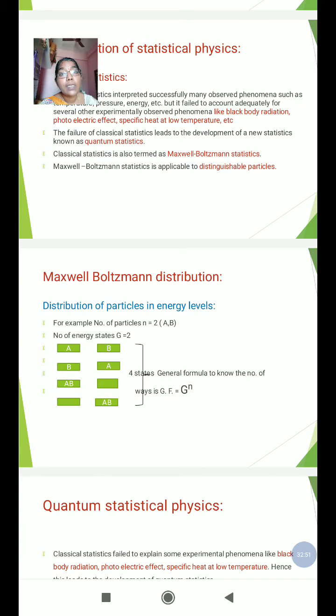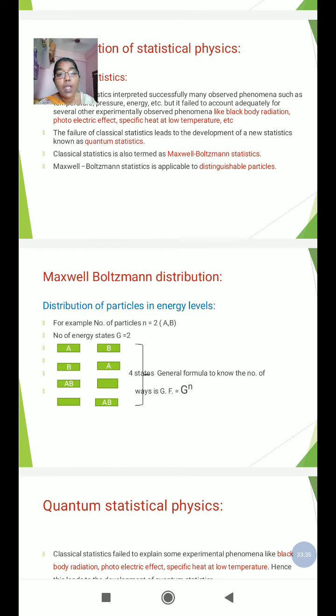And what are the two particles? Capital A and capital B. Why am I taking different particles A and B? Because classical statistics is applicable for distinguishable particles. Particles should be distinguishable, we can identify the difference. A and B are the two particles we are taking. Now we have to arrange these two particles in the 2 energy states. How many ways are there to arrange these two particles in the 2 states?